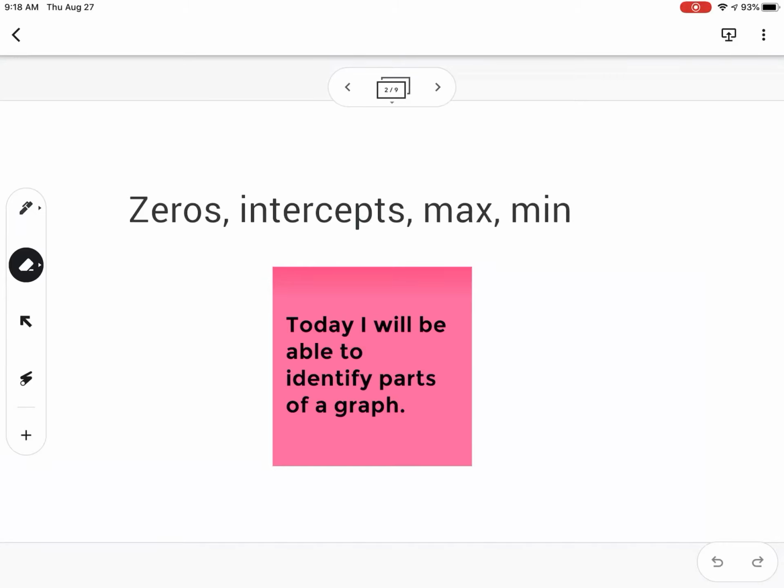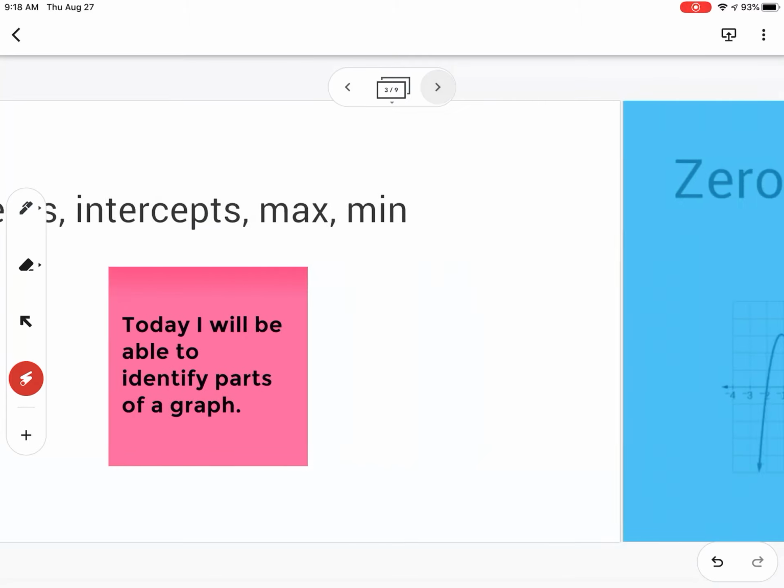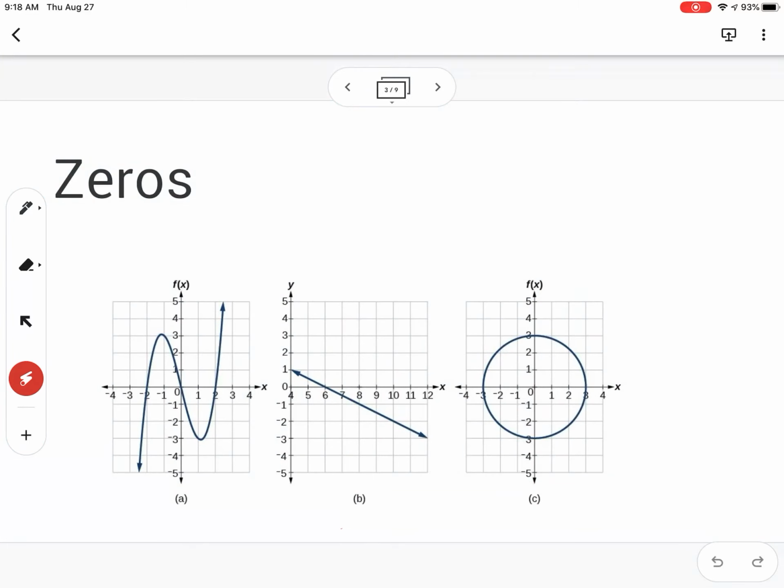Today we're going to talk about some different parts of a graph, specifically the zeros, the intercepts, the max, and the min. Right? So your objective today is, I will be able to identify parts of a graph. We're going to start with zeros.